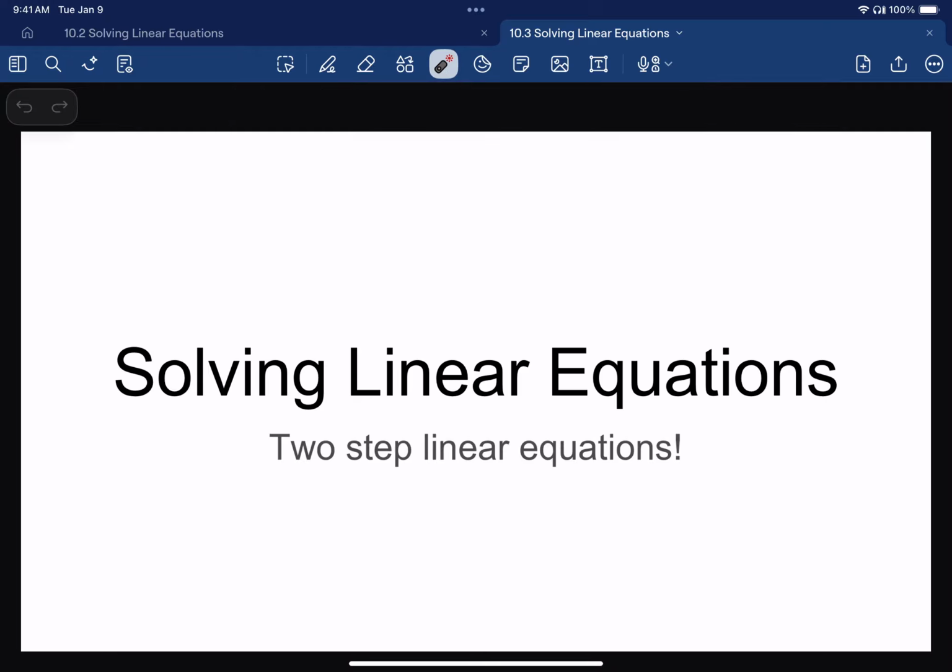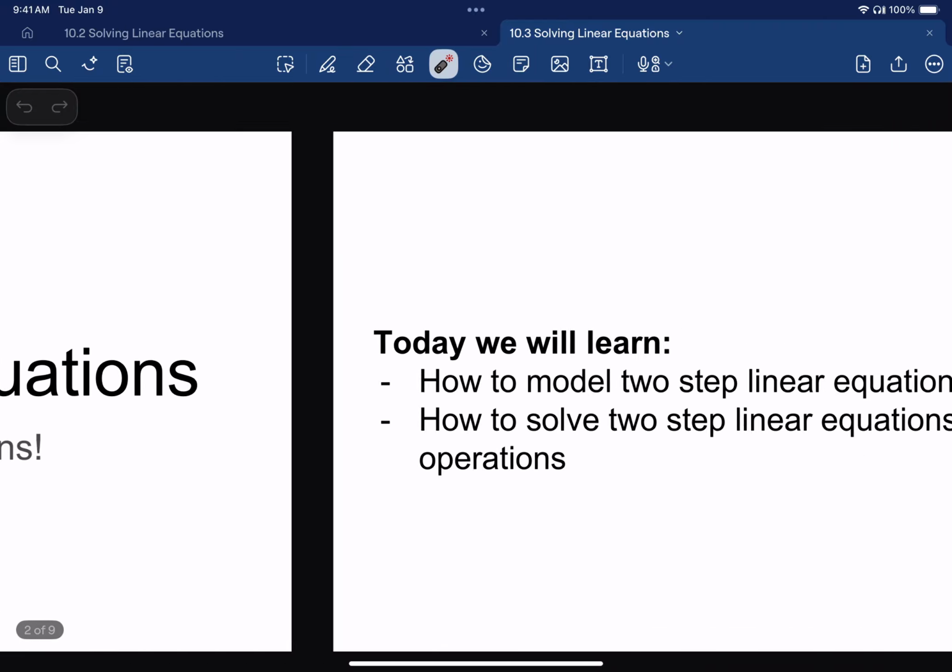We are going to do 10.3 two-step linear equations. So 10.2 was also two-step linear equations, but this one is ones that involve division. So let's get into it here.